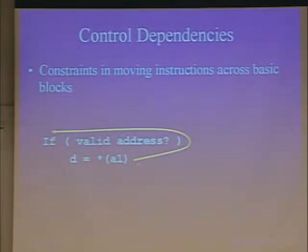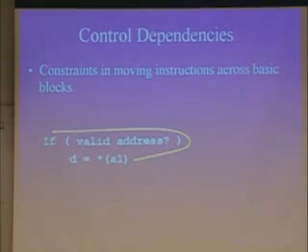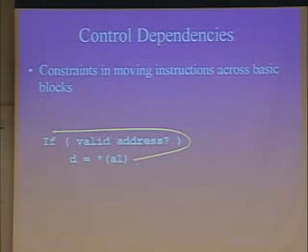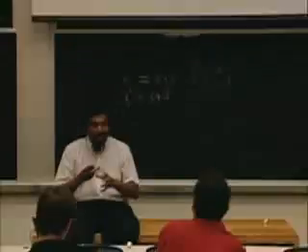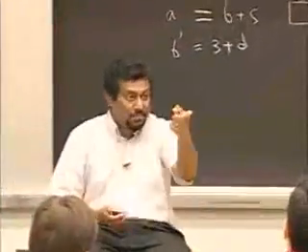Similarly, if I'm checking if there's a valid address, I can't. So when you're moving across branches, you have to be very careful. That's the moral of the story. It's not just a simple dependence test. There might be a lot of other things involved. That is not a simple test.